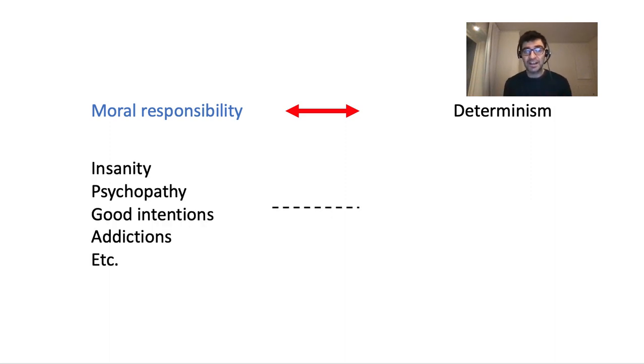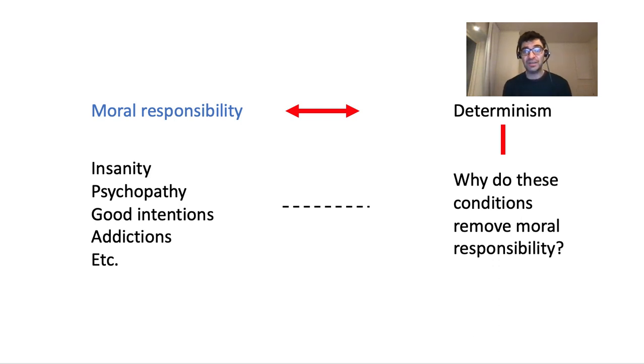And so Franklin's strategy is to consider certain conditions of which everybody uncontroversially already thinks that they remove or diminish moral responsibility for an outcome. These are factors like being insane, being a psychopath, not intending the bad outcome, or acting under the influence of addiction. So these are the kinds of things where we ordinarily believe that if a person is subject to them, then that person is not fully morally responsible for what they do.